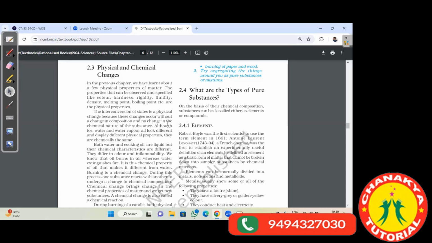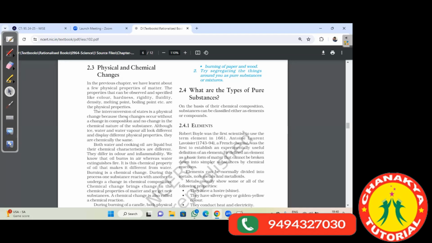So these are physically observable quantities, and they are called physical properties. If you bring about any change in the physical properties, such changes are called physical changes. For example, a change in hardness, shape, or size. The interconversion of states is a physical change because these changes occur without a change in composition.